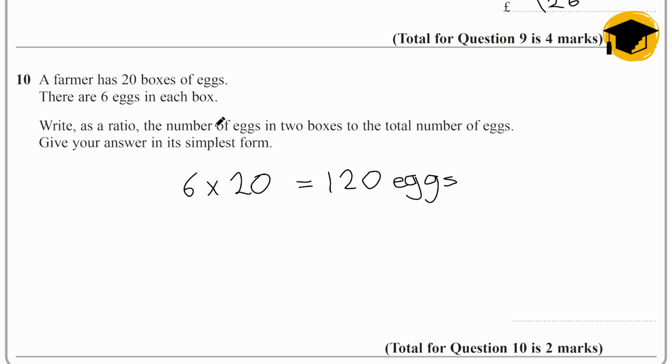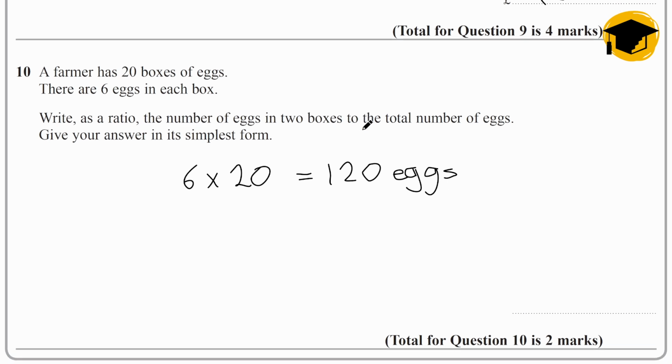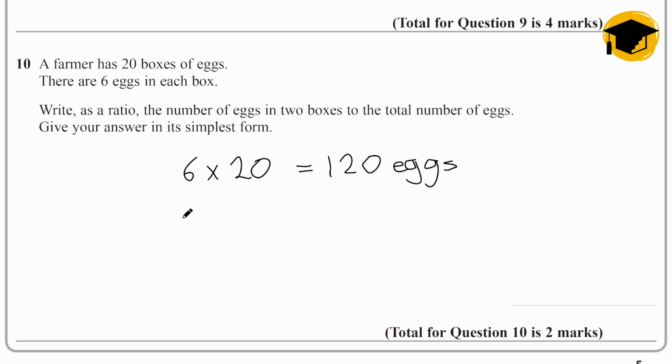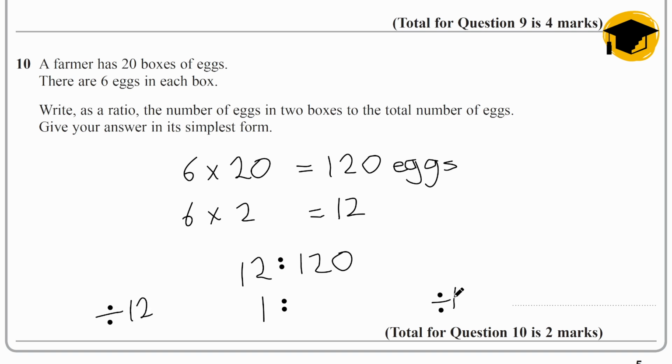Write as a ratio the number of eggs in 2 boxes to the total number of eggs. So for 2 boxes, he'll have 6 times 2, which is 12. And then write as a ratio the number of eggs in 2 boxes, so that goes first, dot dot, to the total number of eggs, which is 120. Divide both sides by 12, so I can add a little note here to show the examiner what I'm doing, again on this side as well. And my ratio is 1 to 10.